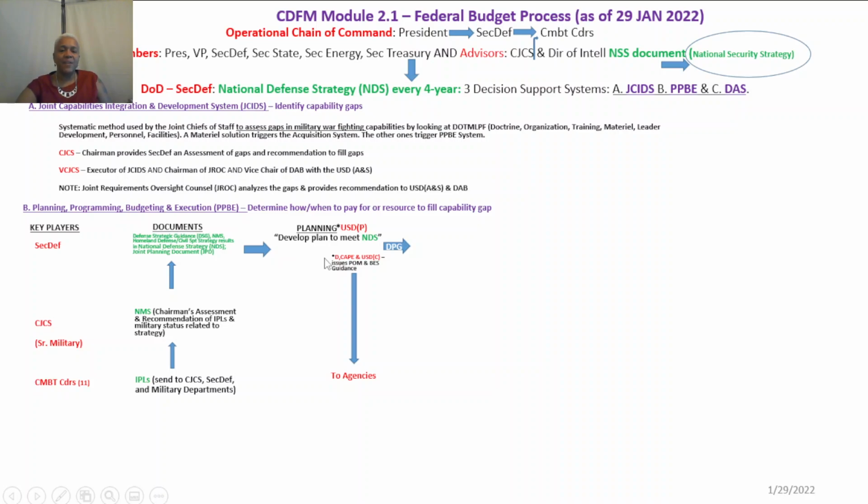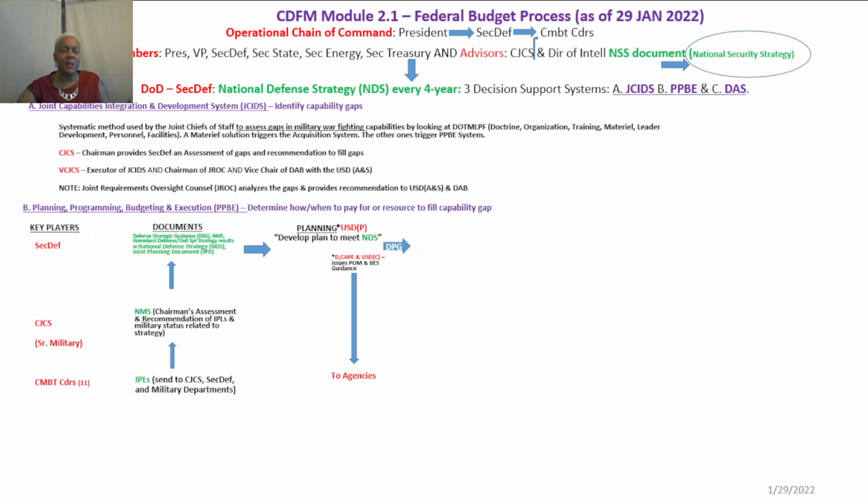So in the planning phase of PPBE, you have the various plans that are going on to move forward. What do we need to do? How long is it going to take? What resources do we need? How many people? What type of equipment? Those are all the things that are being put in place in the planning phase.